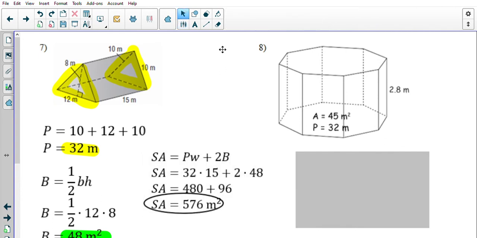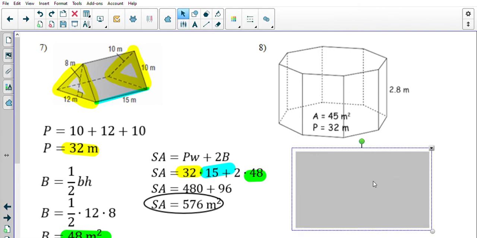Let's plug these into our formula. So we've got perimeter of the base, which was 32, times the width of this prism, which will be 15, distance between your two triangles, plus 2 times area of the base, which is 48. So we're going to get 480 plus 96, total surface area of 576 meters squared.